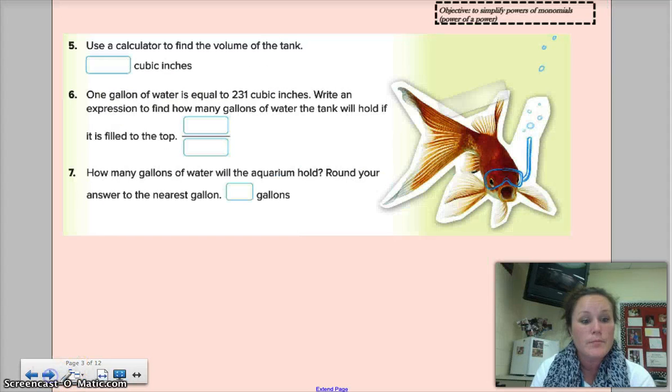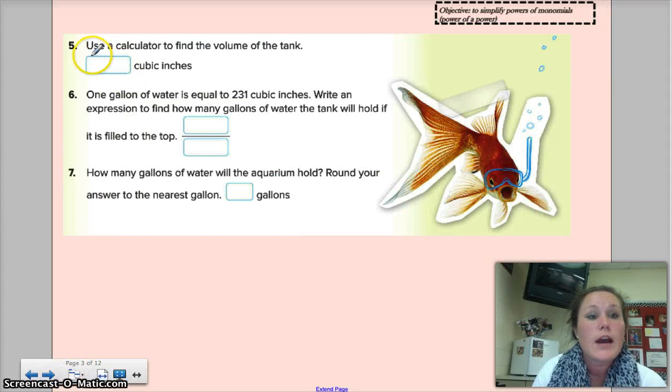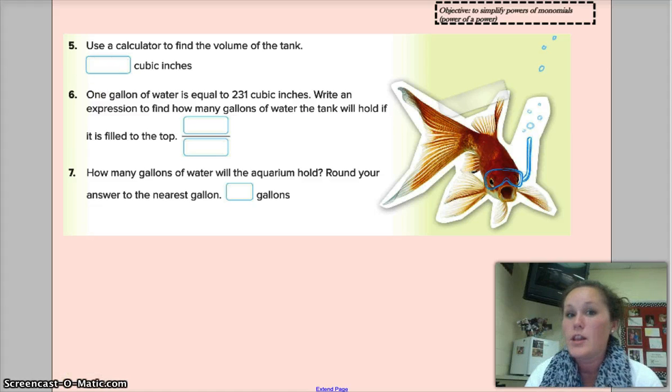Let's keep going. All right, this says use a calculator to find the volume of the tank. Sorry, I had to pause. A little bit of a jam.